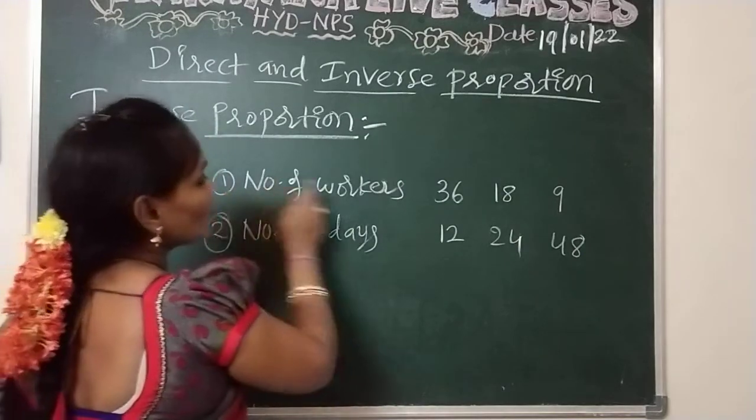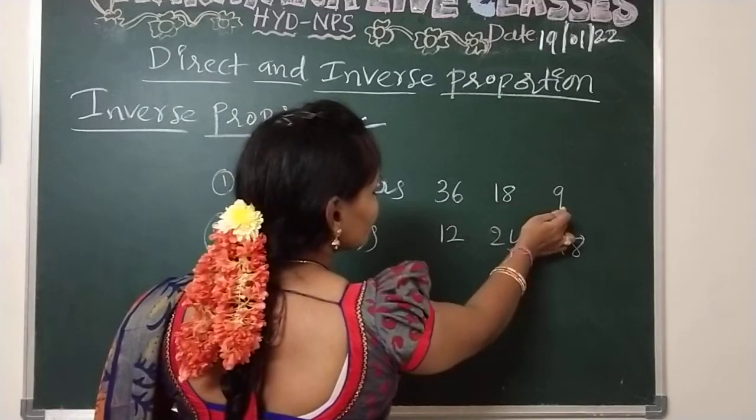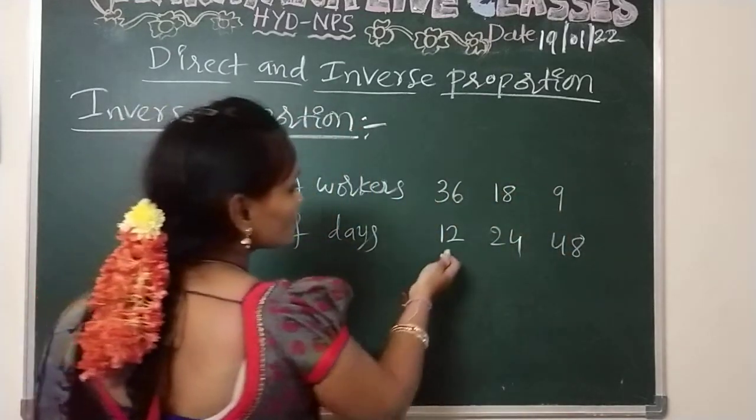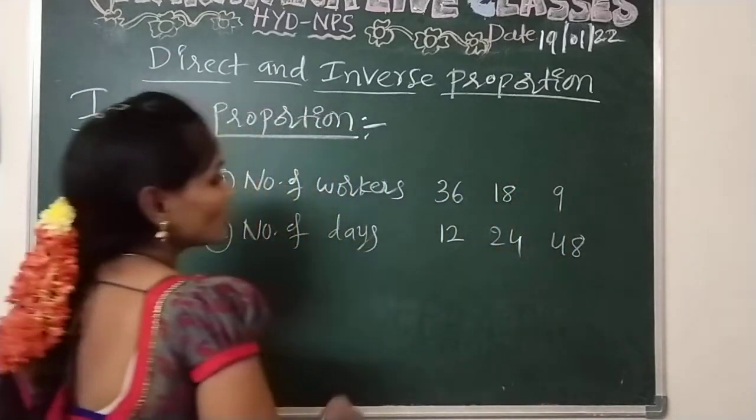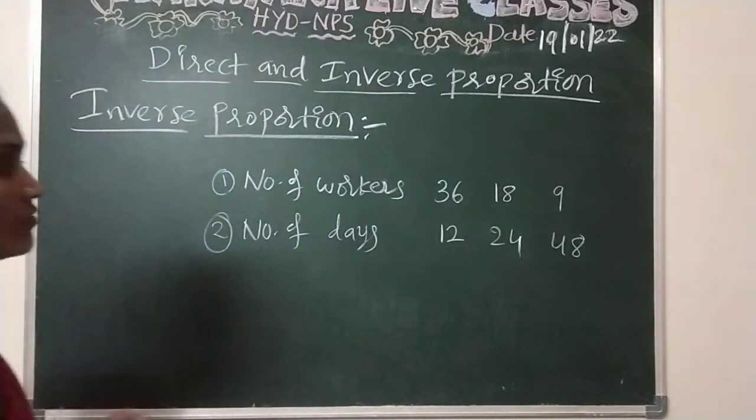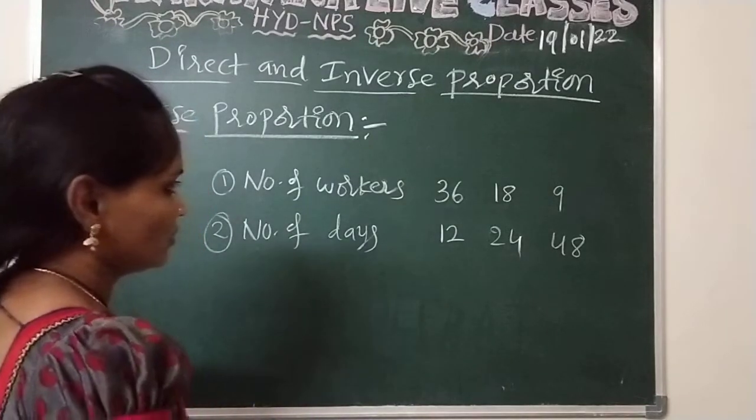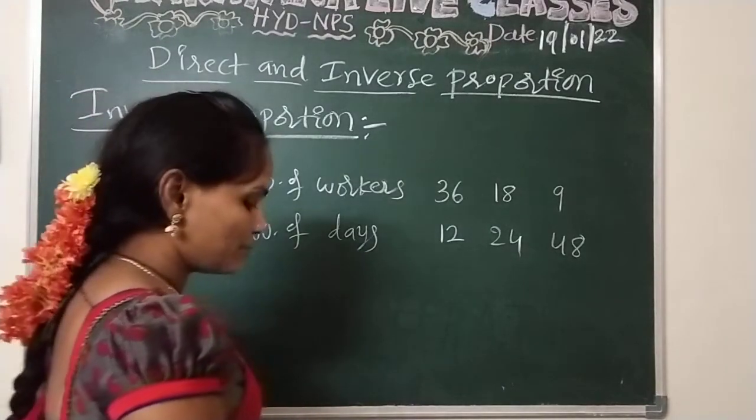Now here the first quantity is decreasing, and the second quantity is increasing. What is the meaning of this? These two quantities are in inverse proportion. I hope you understand this example.